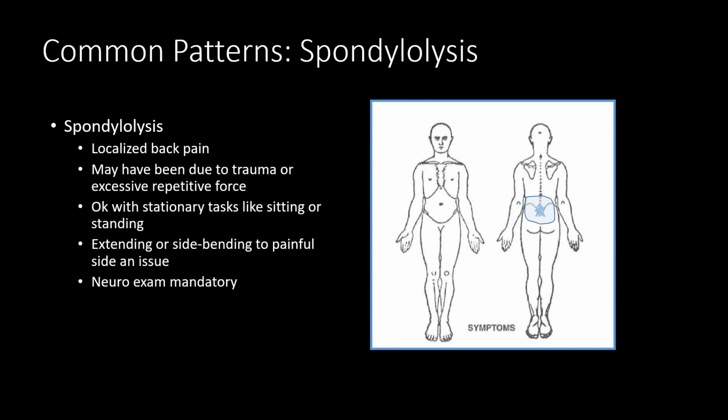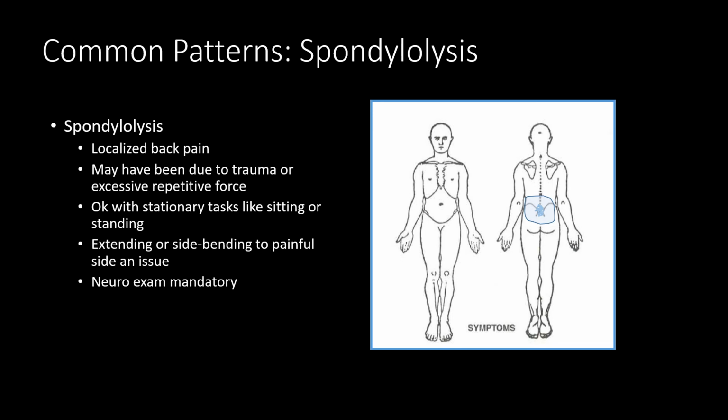So let's talk about patients who have an isolated spondylolysis. So this would be a defect in the pars interarticularis, but they would not have any slippage yet. And so these folks are likely going to have low back pain. It could be due to excessive repetitive force or potentially a single trauma. These are individuals who can usually sit and stand without a problem, but when they move into extension or even potentially loaded side bending, they have pain associated with that.